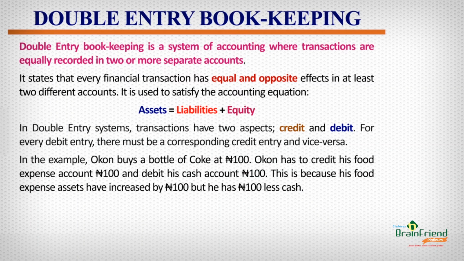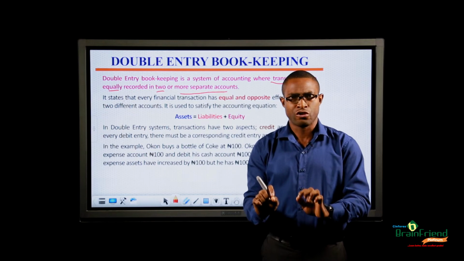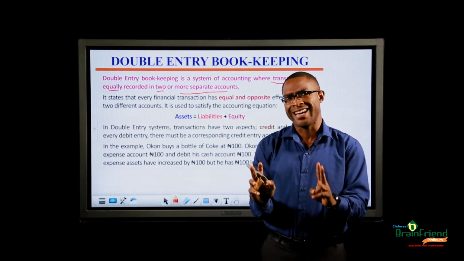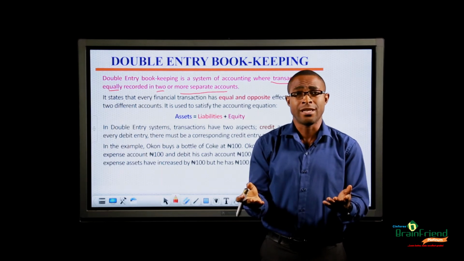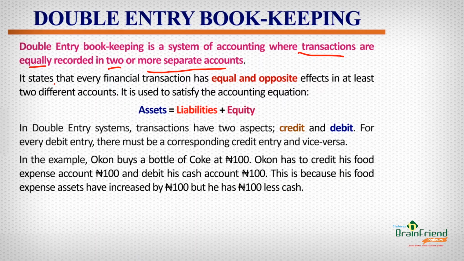What is double entry bookkeeping? Double entry bookkeeping is a system of accounting where transactions are equally recorded in two or more separate accounts. So in this case, let's say there is a debit transaction. That debit transaction occurs in two accounts being run by a business organization. We will get to find out what these two accounts are. But before then, it is important to note that double entry bookkeeping law states that every financial transaction has equal and opposite effects in at least two different accounts.